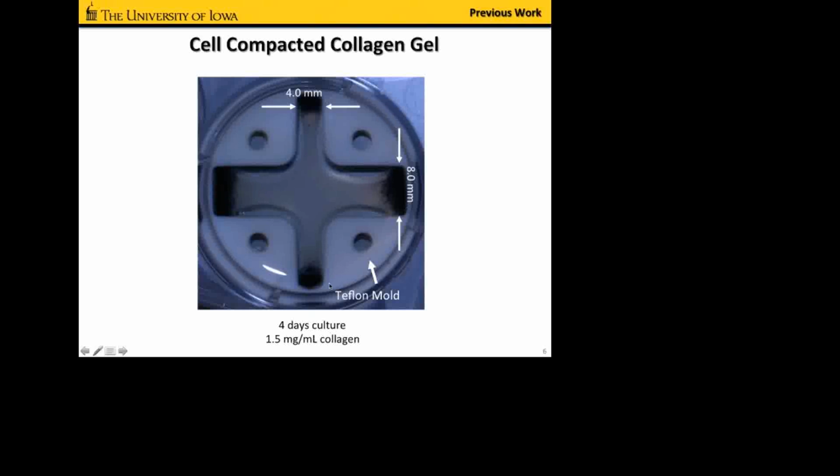It fills the space and it infiltrates into these Velcro strips. Then what happens over several days of culture is that the cells start to attach to the fibers of the gel, compact it, bring it in, and reorganize the matrix. You can see that the gel has started to pull away from the sides of the Teflon mold, except in the places where it's constrained.